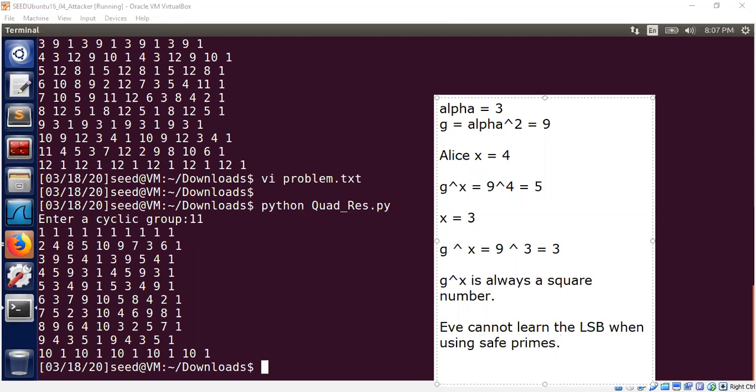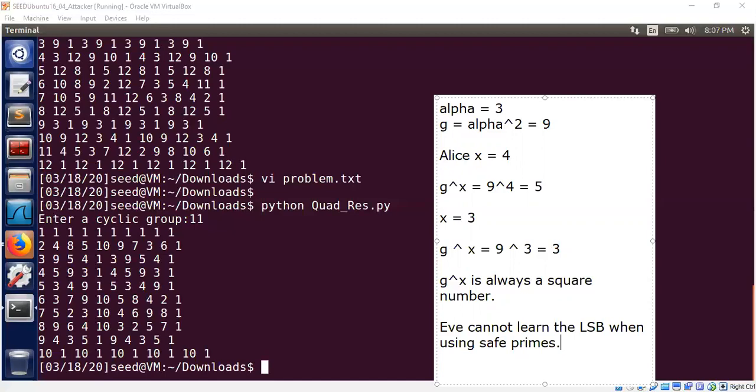So to sum up the long story short, if we use safe primes, what do we hide? We hide the least significant bit, because the public keys that are exchanged are always a square number. So Eve is not able to learn much about the private value. On the other hand, if it is a traditional prime, not necessarily a safe prime, in that case, it is possible for Eve to learn the least significant bit.